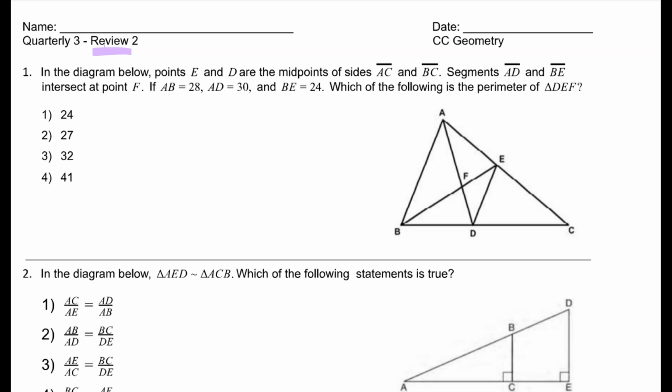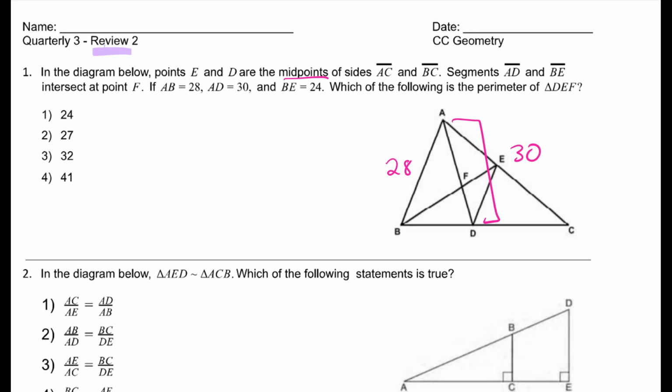Number 1, in the diagram below, points E and D are midpoints of sides AC and BC. Segments AD and BE intersect at point F. If AB is 28, AD is 30, and BE is 24, which of the following is the perimeter of DEF? So remember, for the perimeter, I need all three side lengths of that triangle.